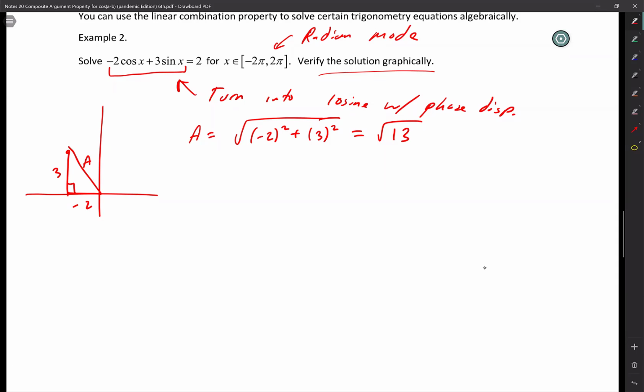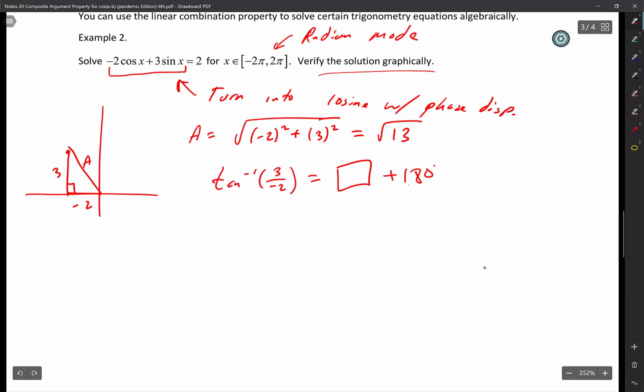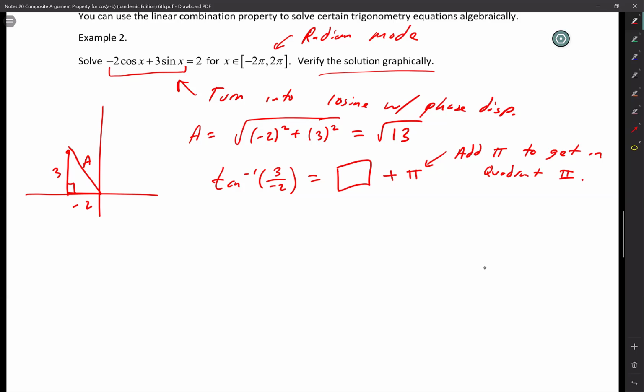Now I need my angle. I'm going to do arctan of 3 over -2. I know that's going to give me an answer in quadrant 4, so whatever number I get, I'm going to add 180. Wait, I'm not in degrees. How come you guys didn't tell me anything? I'm going to add pi. Why am I adding pi? Add pi to get in quadrant 2.